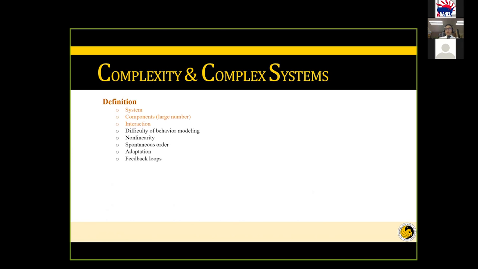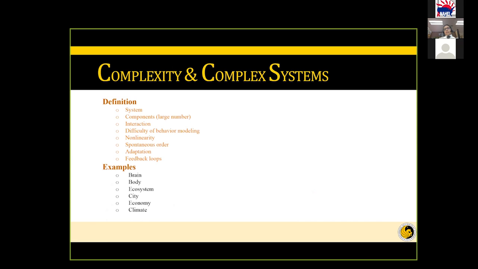Why do we call it complex? Because it's very difficult to predict and model the behavior. That's because we have non-linear behavior in the system. The system is spontaneous, so it can create order, disappear, and again become a system at a later time. It's very adaptive, so it adjusts itself to others and the environment. It's continuously changing, so it's difficult to predict its behavior. And finally, it has feedback loops, so it learns from the environment. That's why it can adapt itself.